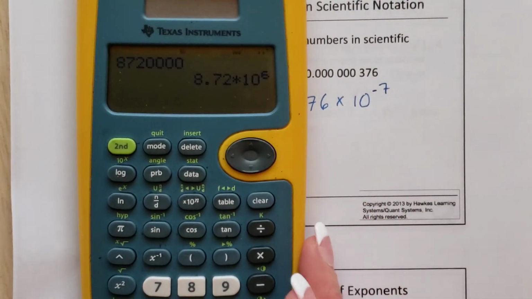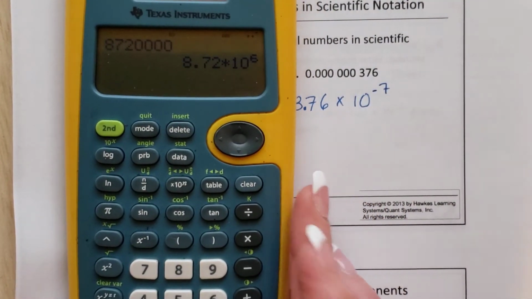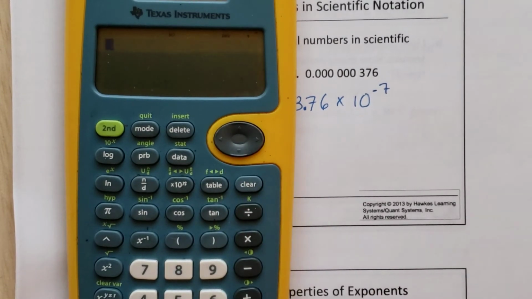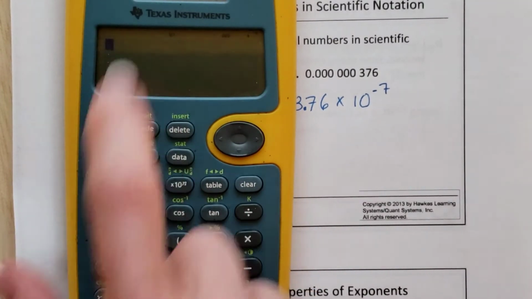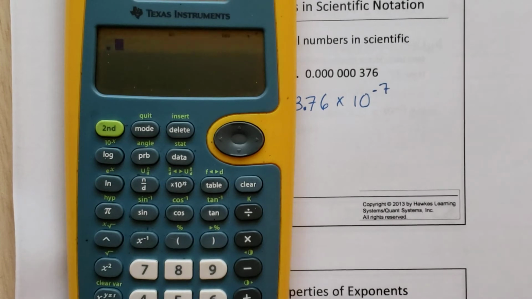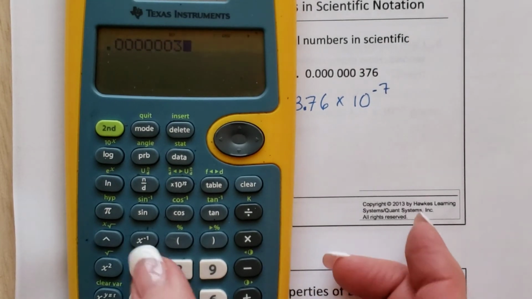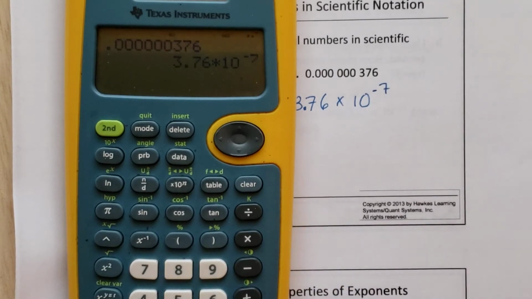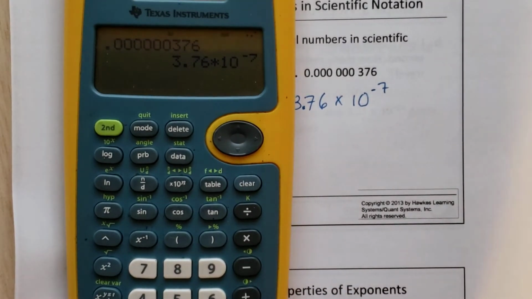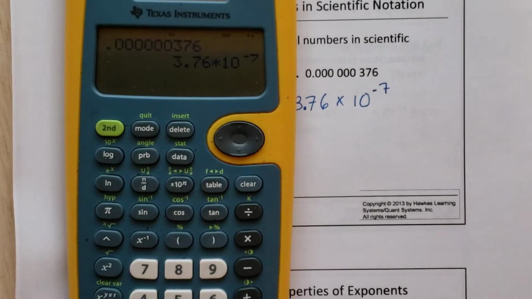Now if I want to use my handy dandy calculator, which you should, why wouldn't you? Why wouldn't you want to use it? Since it's in scientific notation mode, I see my SCI. I'm going to key in that number just like I see it. 1, 2, 3, 4, 5, 6, 3, 7, 6. Hit enter, and I know I'm right because my calculator tells me what the answer is.